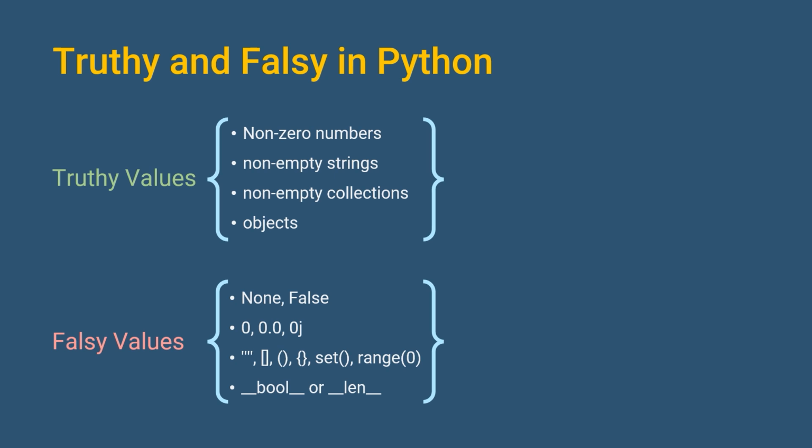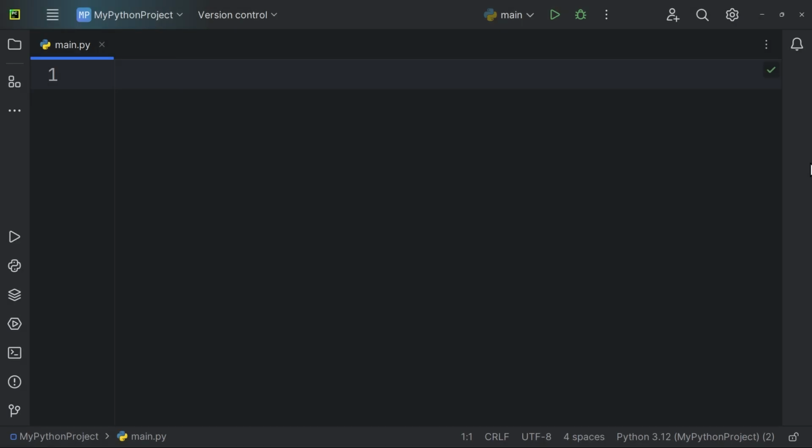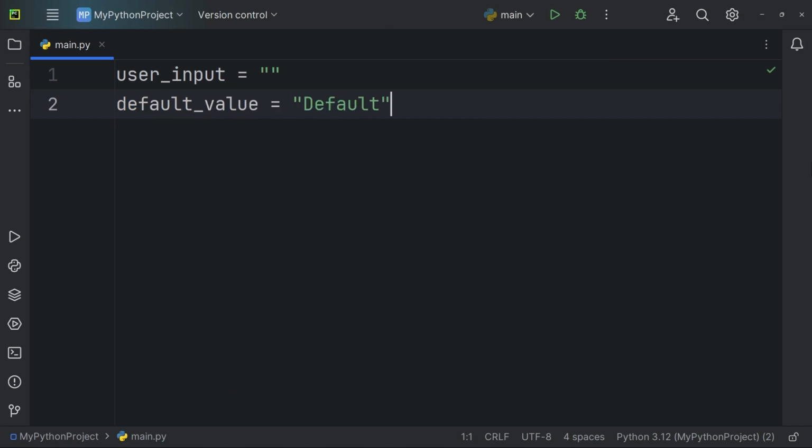Python considers certain values to be truthy, meaning they evaluate to true in a Boolean context, and others as falsy, meaning they evaluate to false. Knowing which values are truthy or falsy helps when working with conditions, logical statements, and conversions. Let's return to the IDE and demonstrate this concept with a real-world example. We've set user_input as an empty string and default_value as "default".